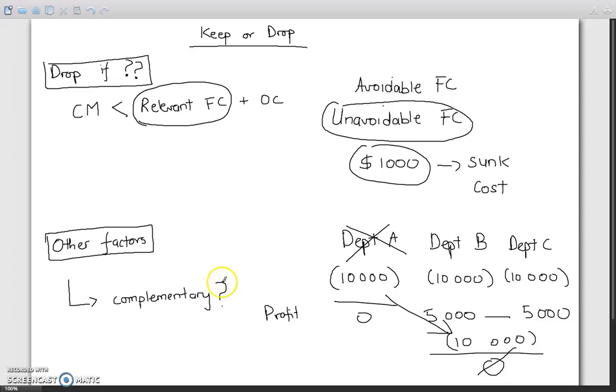All right, guys, other factors that you can consider are, is the product complementary? Maybe it complements the other two departments, and if you decide to close it down, what happens then? Basically, you're going to lose business in these two departments as well because it's a complementary product. Customers are going to go away when they realize that one of the complementary products is not available anymore. So you might lose business even in that sense.